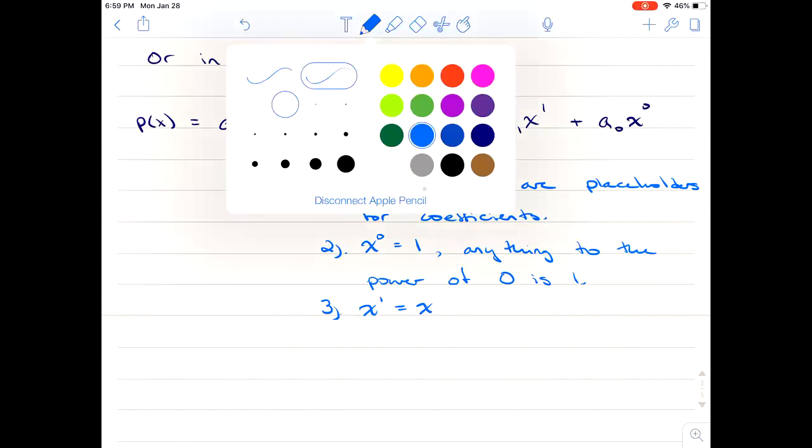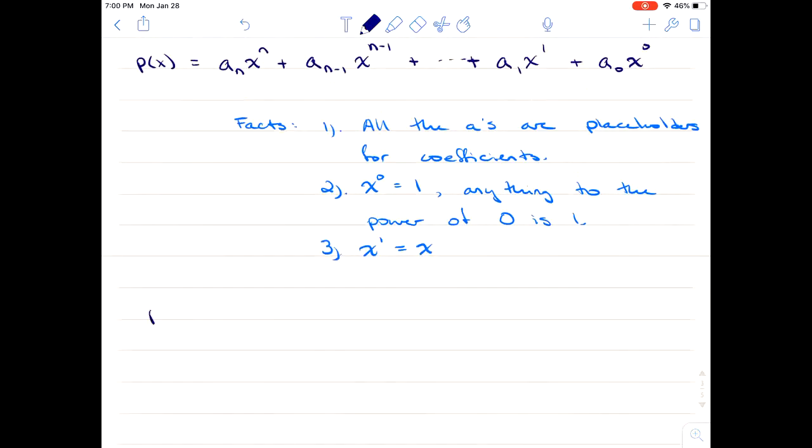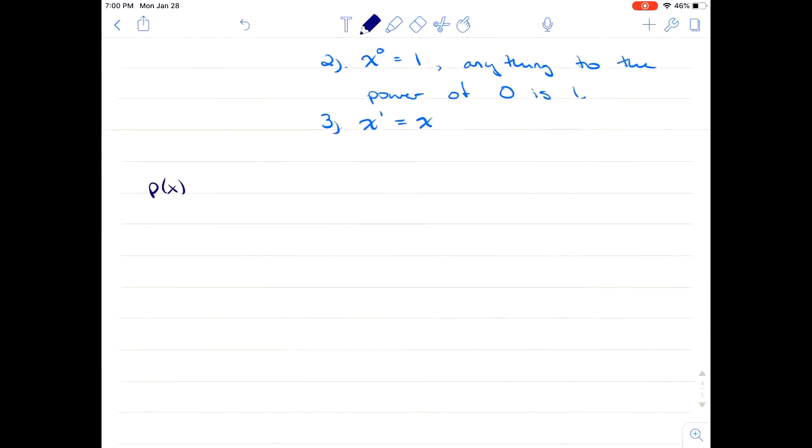So in general, what we have is p of x is a subscript n times x to the n. The second one's the same too, a subscript n minus 1 times x to the n minus 1. Plus, here's where we get to tidy up a little bit and say a subscript 1 x plus a subscript 0.